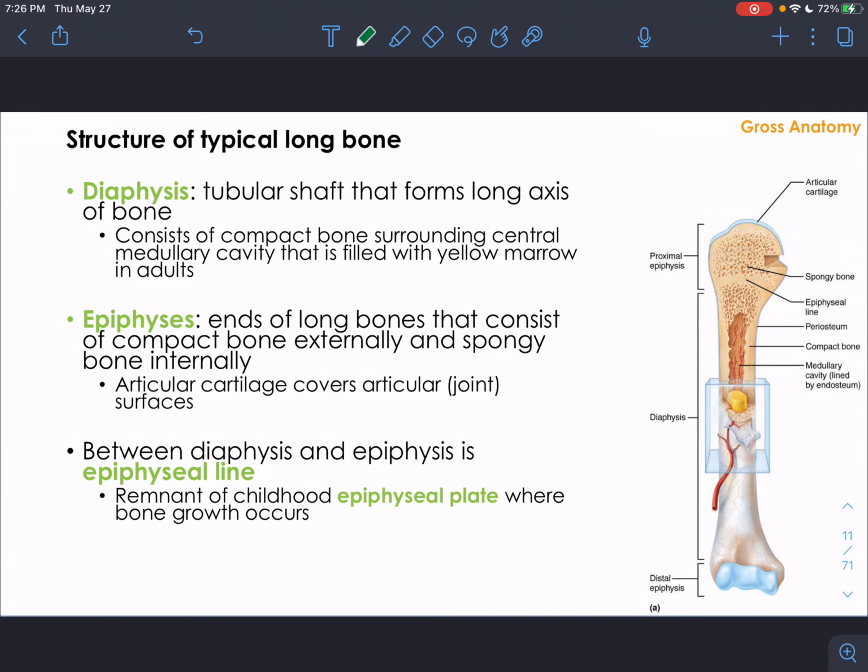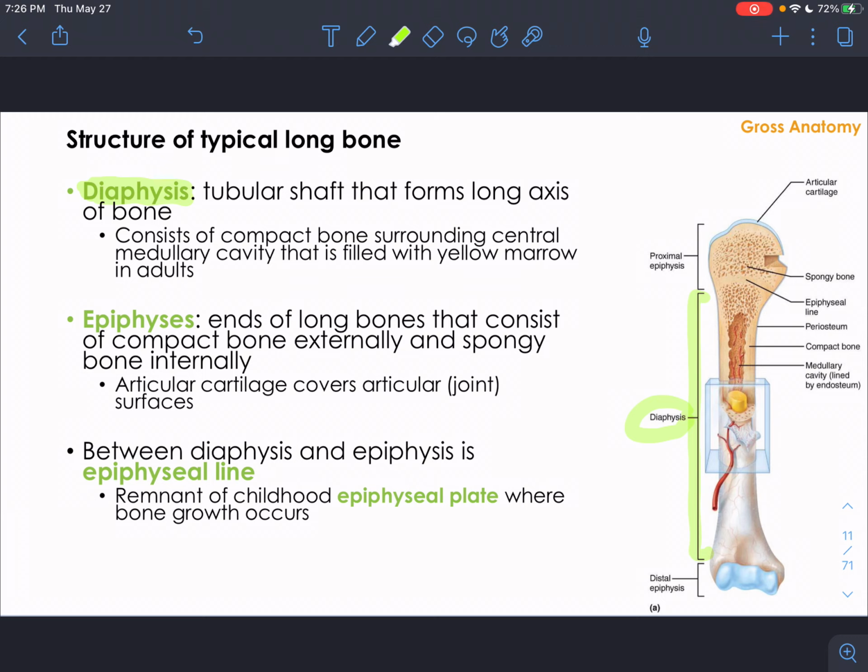So more about the long bone. Like I said, it has the compact bone on the outside, spongy bone on the inside. But the long bone also has some different areas that you need to know. The first is the diaphysis. The diaphysis is the tubular shaft that forms the long part of the bone. So this very long middle part is the diaphysis of the long bone.